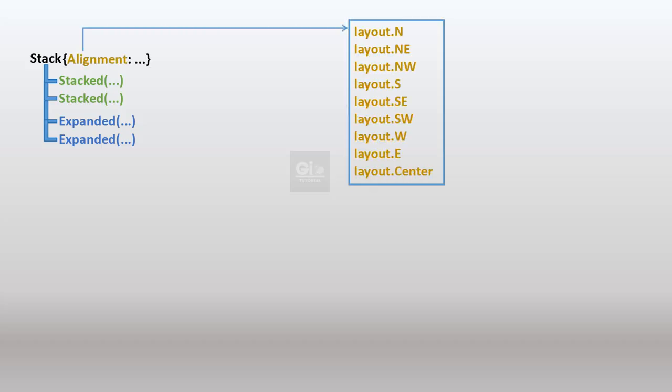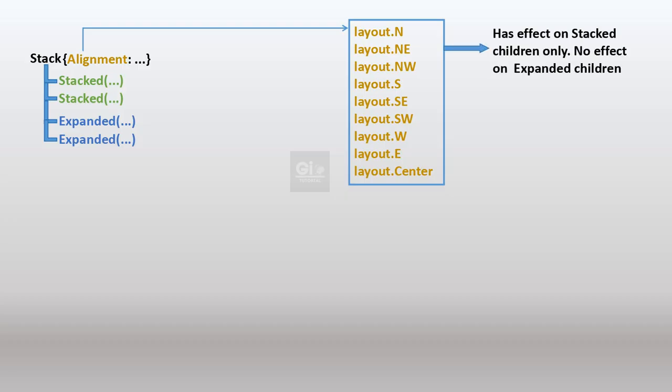A stack is just like a flex. A flex has rigid and flexed, while a stack has stacked and expanded children. A stack is a struct that has an alignment property. The latter can have the following values that position the widgets in different directions. These values have effect only on stacked children. They don't have any effect on expanded children. This is because expanded children try to fill the space of the largest stacked child.